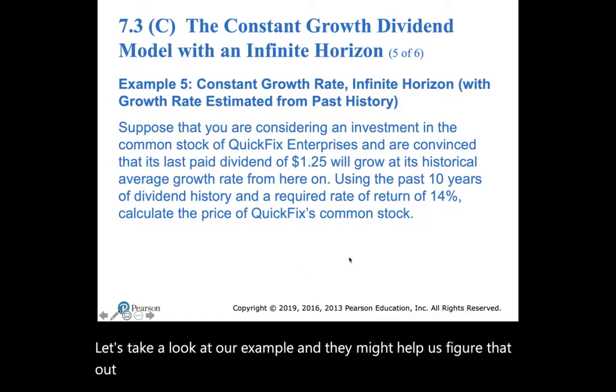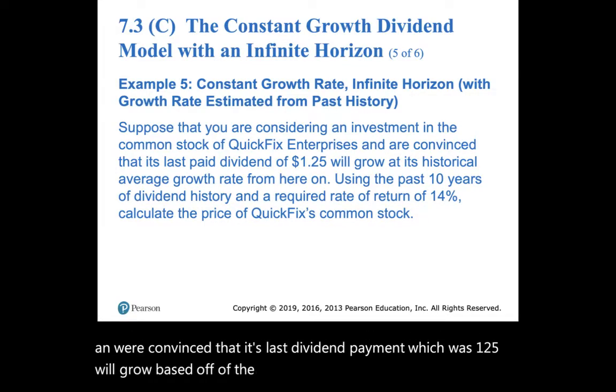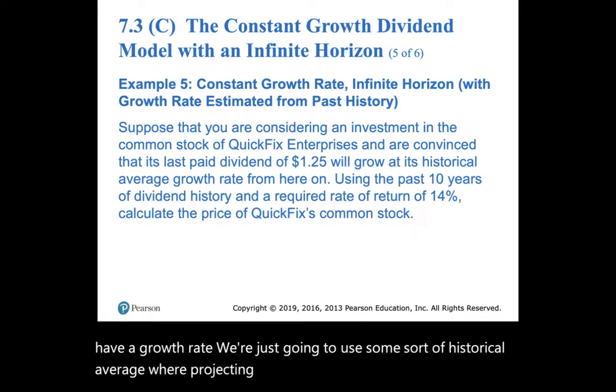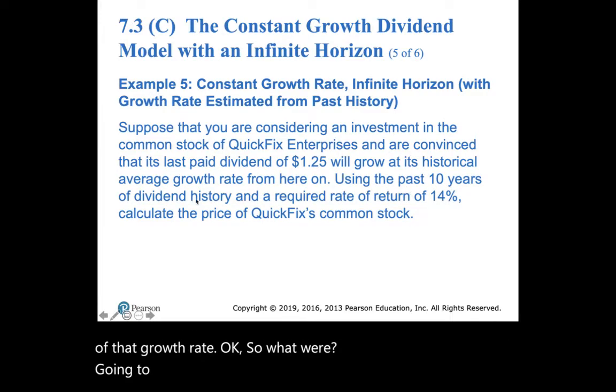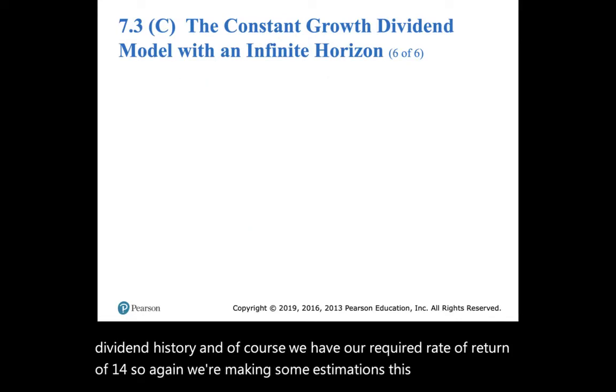So here we're considering investing in this quick fix enterprise, and we're convinced that its last dividend payment, which was 1.25, will grow based off of the historical average. Okay, so we don't actually have a growth rate. We're just going to use some sort of historical average. We're projecting that the dividend payment is made based off of that growth rate. Okay, so what we're going to use is we're going to reference the last 10 years of the dividend history. And of course, we have a required rate of return of 14%. Okay, so again, we're making some estimations. This is a bit of that sort of art form.